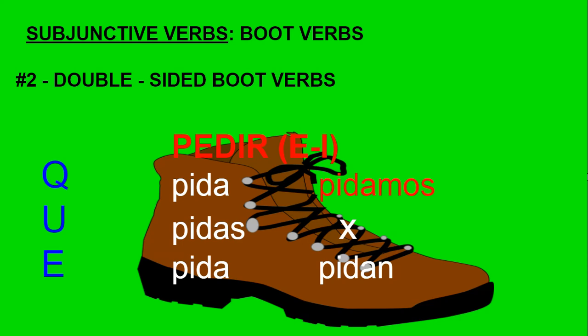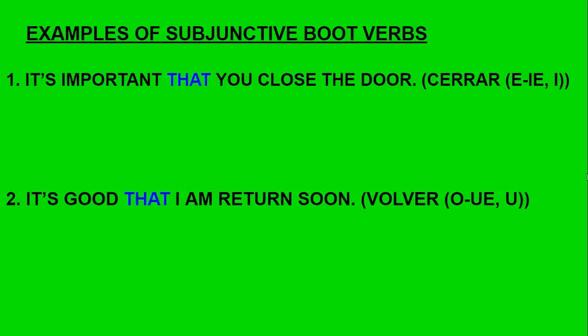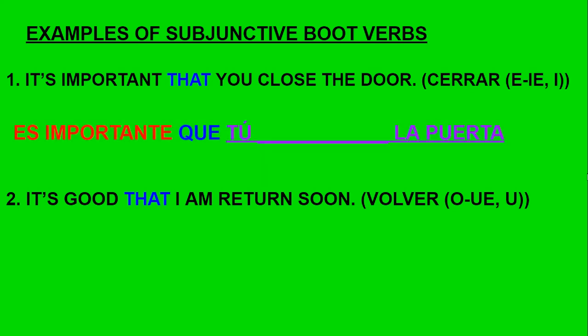So we're going to do a few examples. It's important that you close the door. Okay, so I notice I give you cerrar and I tell you E to IE, comma, I. Okay, so we know what it changes inside and outside if we need it. So I did this with impersonal statements. It's important that you close the door. So es importante que. So what's the tú form of the verb cerrar going to be? Cierres la puerta. Que tú cierres la puerta.